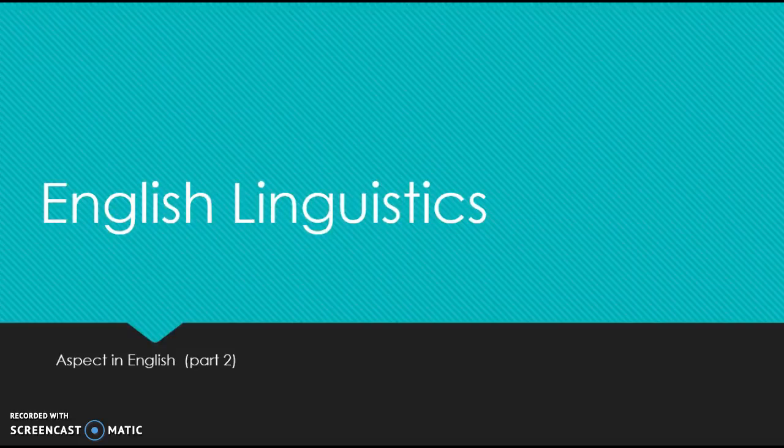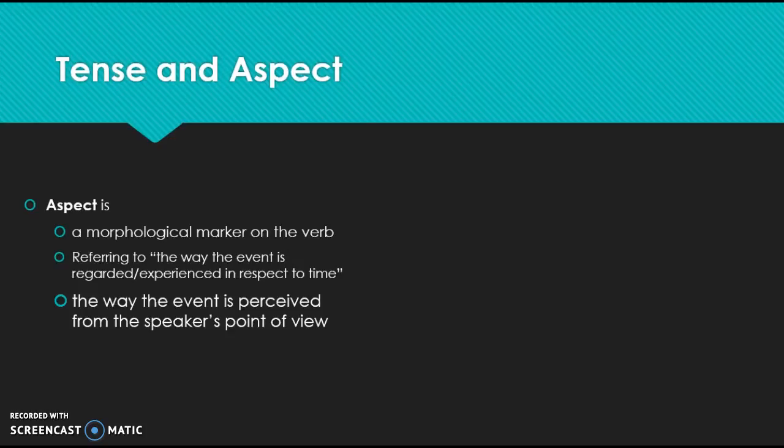Okay, in this second part of aspect in English, we're going to first review that aspect is a morphological marking on the verb, and it's a way for a speaker to describe the event. Maybe it would be helpful to think of it as whether the event is bookended, whether it's bounded with a bookend at the start and a bookend at the end of the event expressed by the verb.